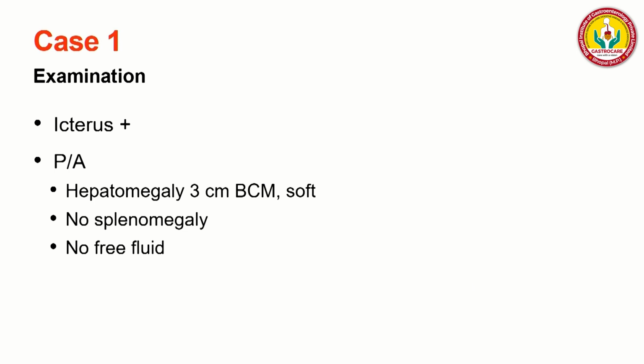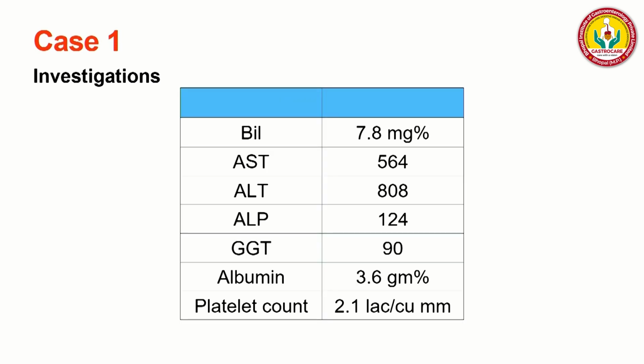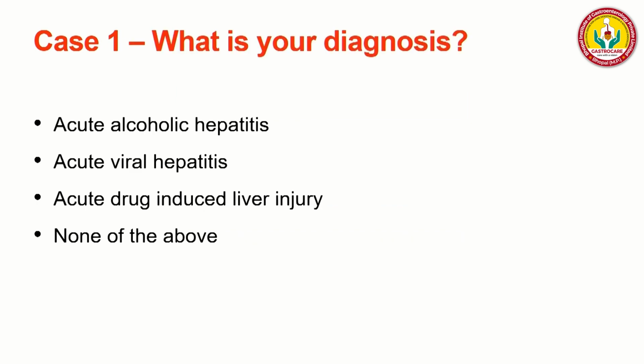On examination, he has icterus. He has a 3 centimeter soft hepatomegaly, no spleen, no free fluid. This is a liver profile. Bilirubin of 7.8, SGOT or AST of 564, ALT of 808. Gamma GT is mildly raised, albumin is 3.6, platelet count is normal. So let's start with Dr. Shaifali. Dr. Shaifali, I've just listed out the diagnosis. What would you consider as the first diagnosis, and why?